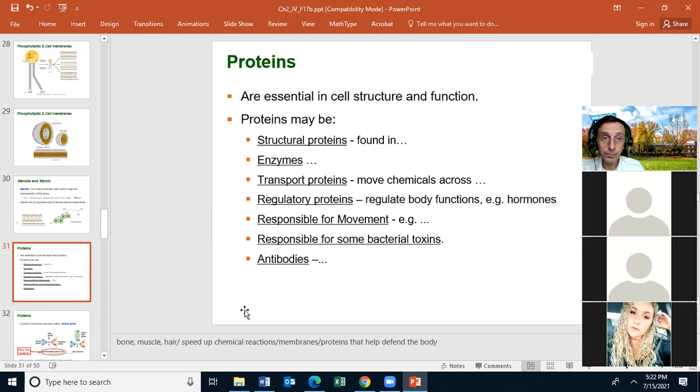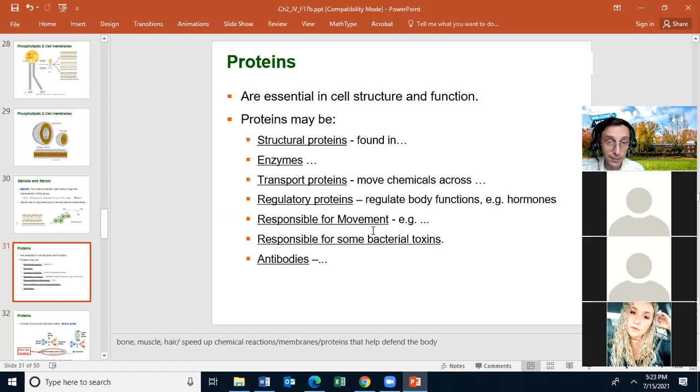If not, let's move on to the third of the biological molecules, the proteins. Proteins are essential in cell structure and function. Proteins may be structural proteins found in bone, muscle, and hair. They may be enzymes which make enzymatic reactions happen faster. Proteins may be transport proteins that move chemicals across the cell membrane and either into or out of the cell. Proteins can be regulatory proteins which regulate body functions. For example, hormones, like a growth hormone in a child which is growing.